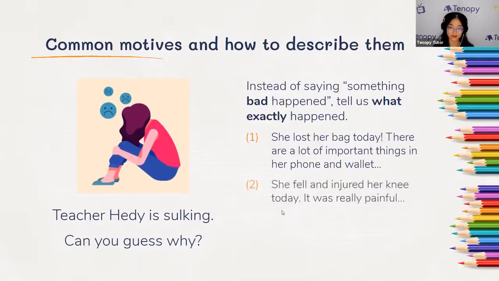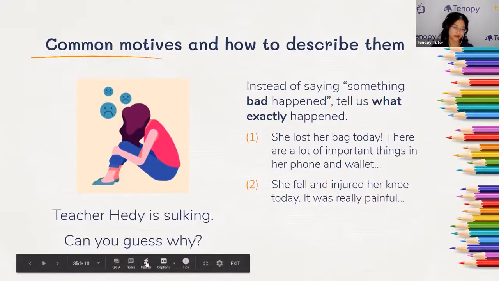All right, what about other examples? Maybe she fell and injured her knee today and it was really, really painful. That would also be a bad thing that happened to her, and that would also make her sad and result in her sulking. This character actually looks like the knee is hurt, right? She's cuddling her knee, huddling her knees. Okay, so maybe that's another explanation.